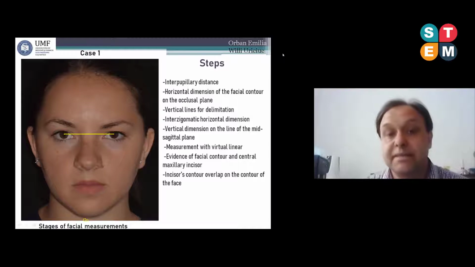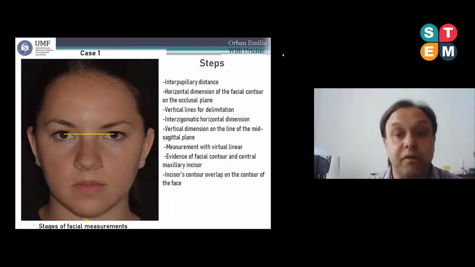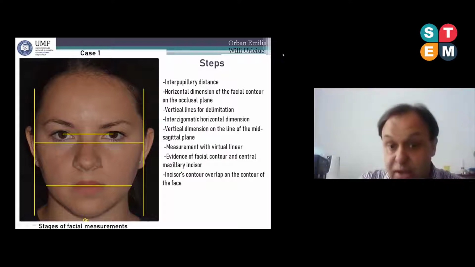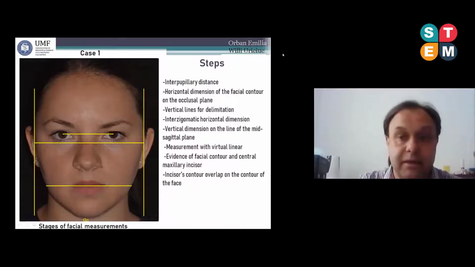The first step is to make a line, an interpupillary distance, and measure the interpupillary distance. After that, we have the horizontal dimension of the facial contour on the occlusal plane, that is parallel with the interpupillary distance. The third line is the vertical line, that is bilateral on the face. The vertical dimension on the line is on the sagittal plane. We measure with a virtual ruler that is in our prototype software.